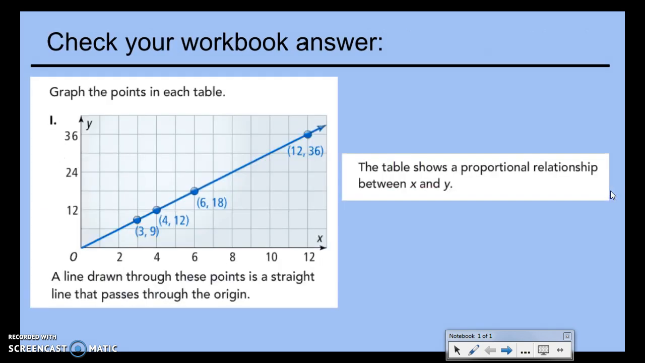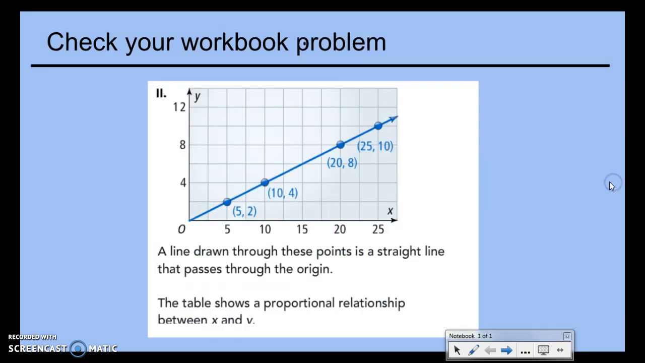Alright, so here's how to check the first one. They went ahead and plotted 3 9ths, 4 12ths, 6 18ths, and 12 36s. And you can draw a straight line all the way through between that straight. So that's how you know that, yes, that is a proportional relationship. Ding! 1 is correct. Let's move on. Oops. Here's the answer for number 2. You can form, boom, a straight line. Boom. So yes, it's correct.